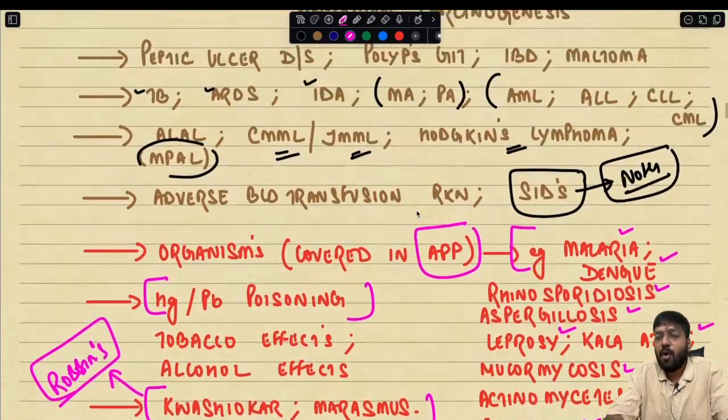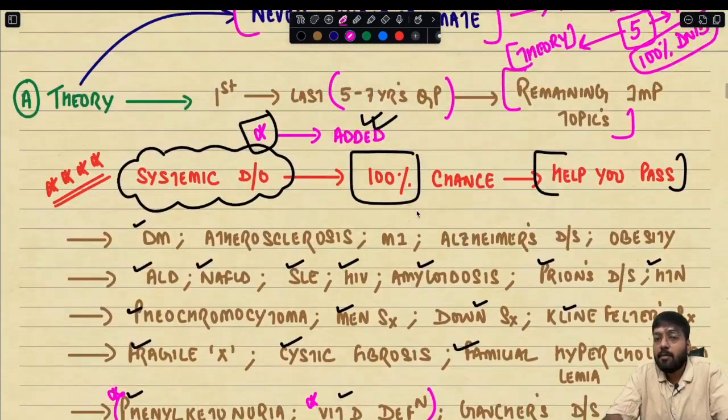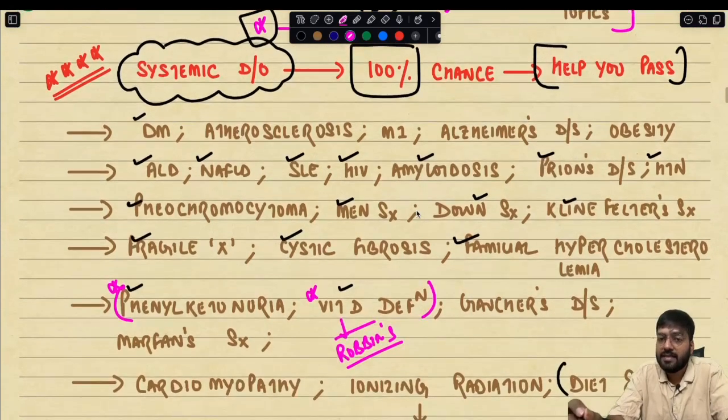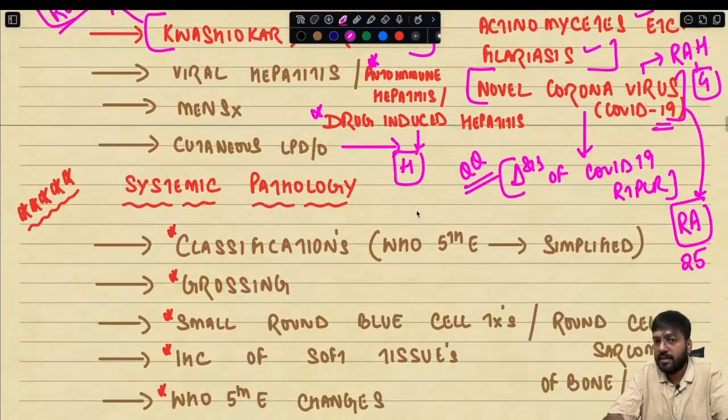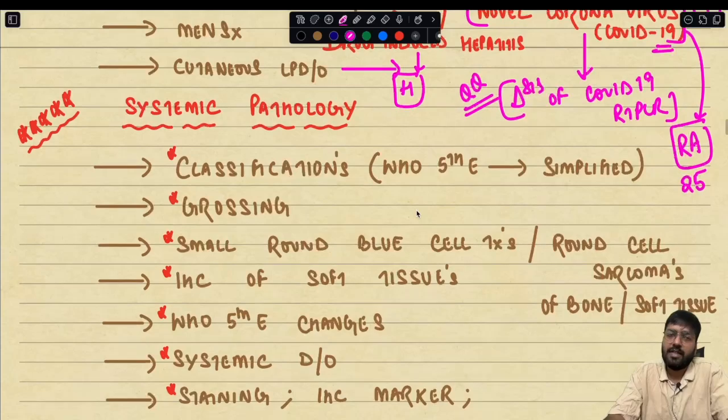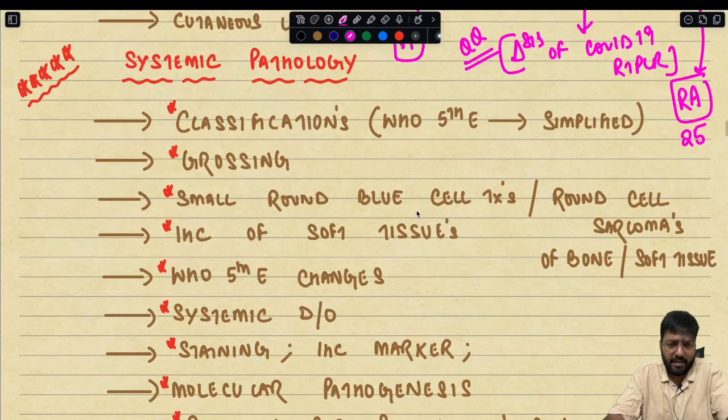So these are some of the must know exam questions where there is a 100% chance that they will come, and these are easy questions and you should answer these questions without any miss. You should answer these. Now the next group of questions that I am going to discuss is from systemic pathology.